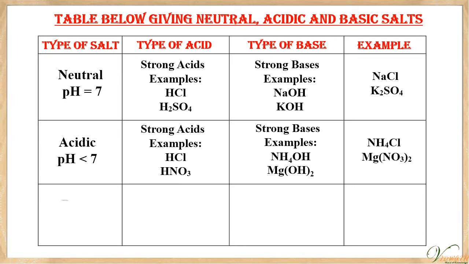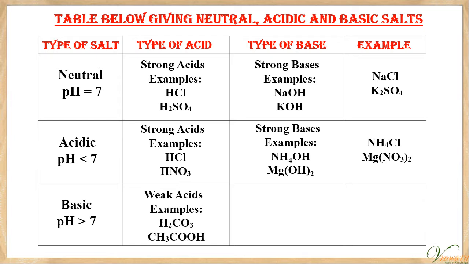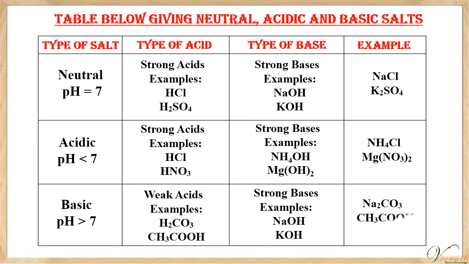Type of salt: basic, pH greater than 7. Type of acid: weak acids. Examples: carbonic acid, acetic acid. Type of base: strong bases. Examples: sodium hydroxide, potassium hydroxide. Example salts: sodium carbonate, potassium acetate.